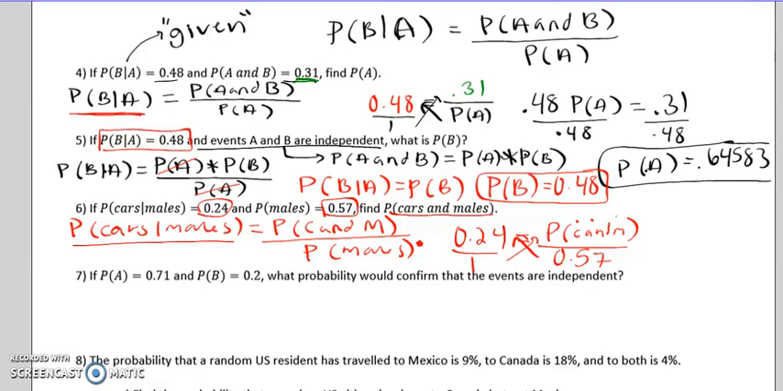We can cross multiply. I put 0.24 over 1. When we cross multiply here, we've got the probability of car and male equals 0.57 times 0.24. When you do 0.57 times 0.24, you get 0.1539. And so that is the probability of cars and males. All right.